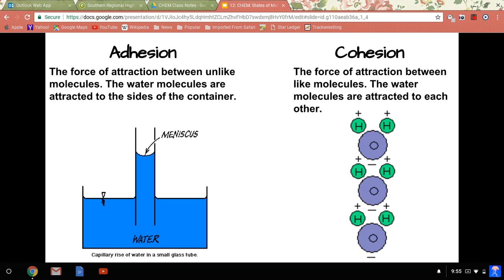Liquids have some special properties that we're going to be investigating in class as well. The first one is adhesion. Adhesion is the force of attraction between unlike molecules, like the water molecules attracted to the sides of the container.